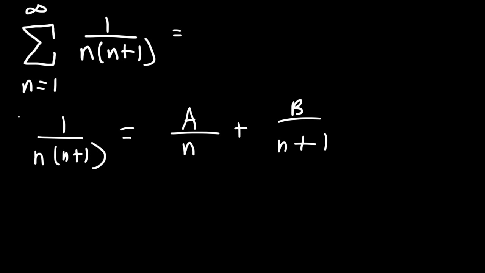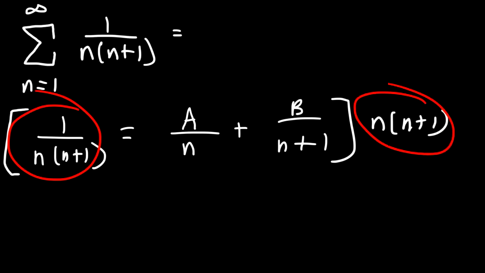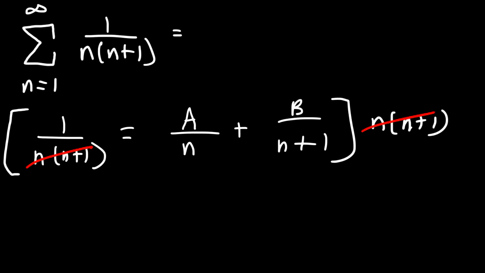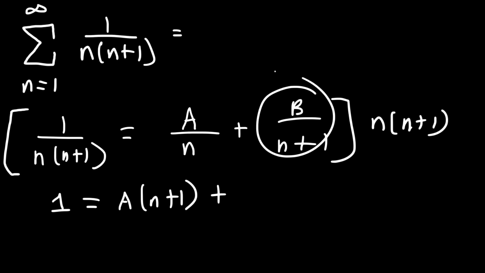So what I'm going to do is multiply both sides of the equation by n times n plus 1. When I multiply this fraction by that expression, these two will cancel, and I'm just going to get a 1 on the left side. Now, if I take a over n and multiply by this, n will cancel, giving me a times n plus 1. And then if I take this fraction and multiply by n times n plus 1, the n plus 1 factor will cancel, leaving behind b times n.